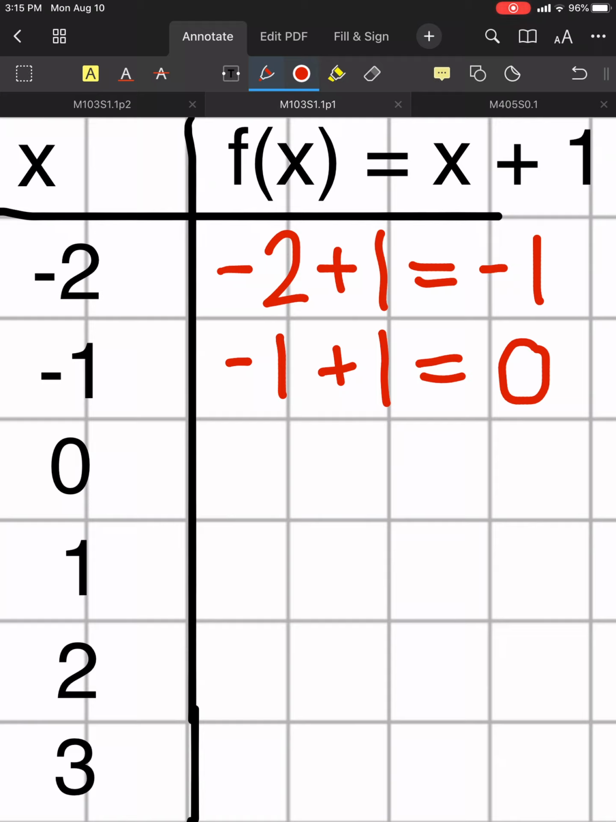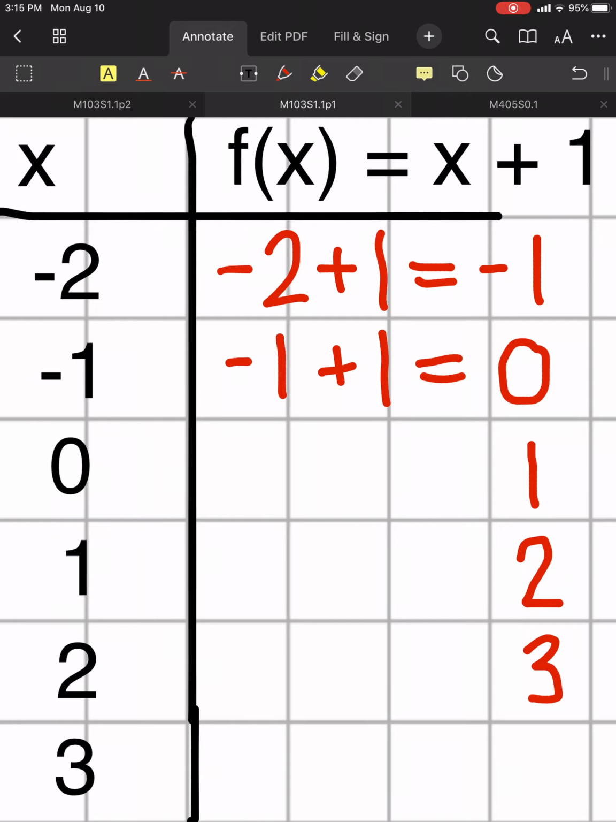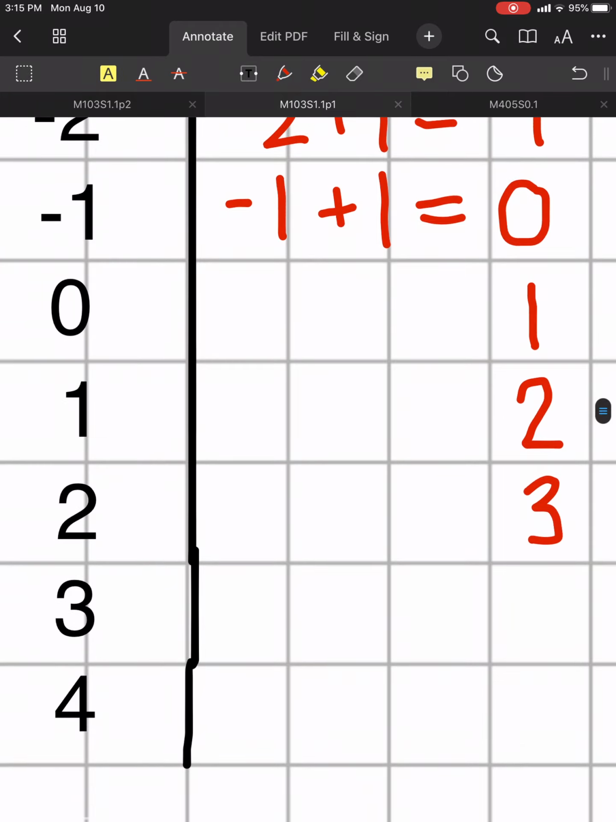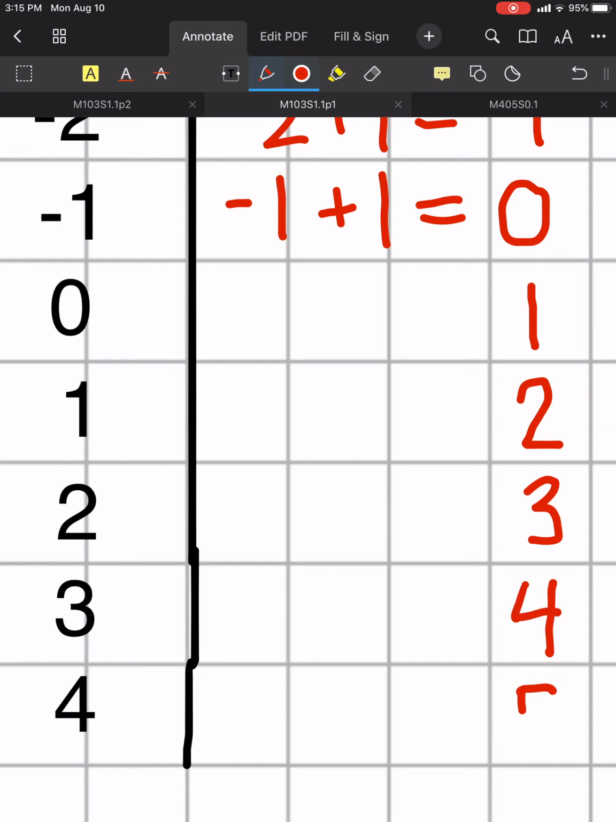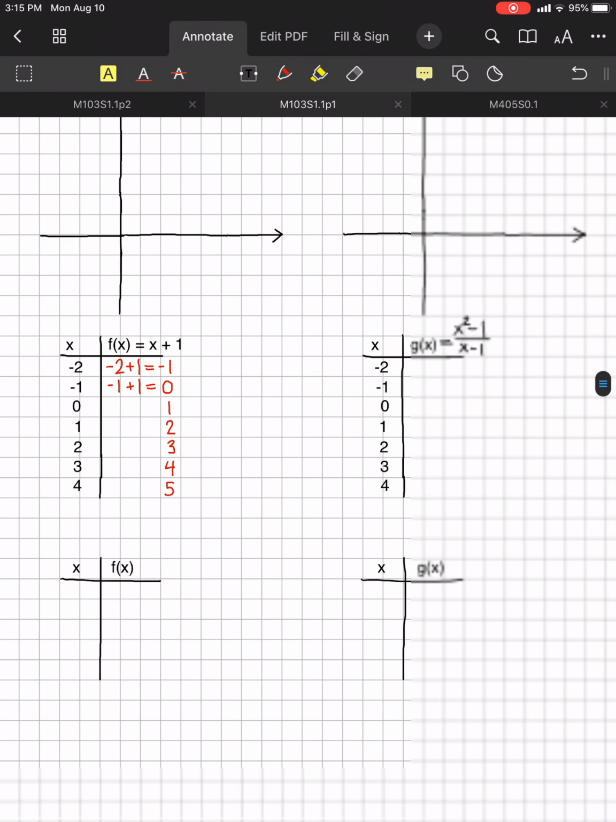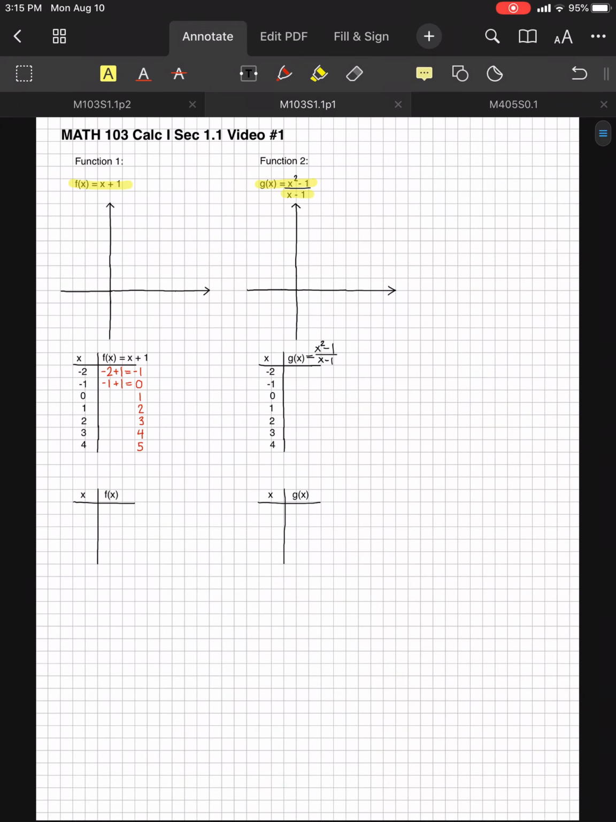If I plug in 0, I get 0 plus 1, which is 1. 1 plus 1 is 2. 2 plus 1 is 3. Let's scoot down a little bit here. 3 plus 1 is 4. And 4 plus 1 is 5. And these are our function values for that function that we're given. This gives us our points that we can plot to get a better picture of what that graph looks like.